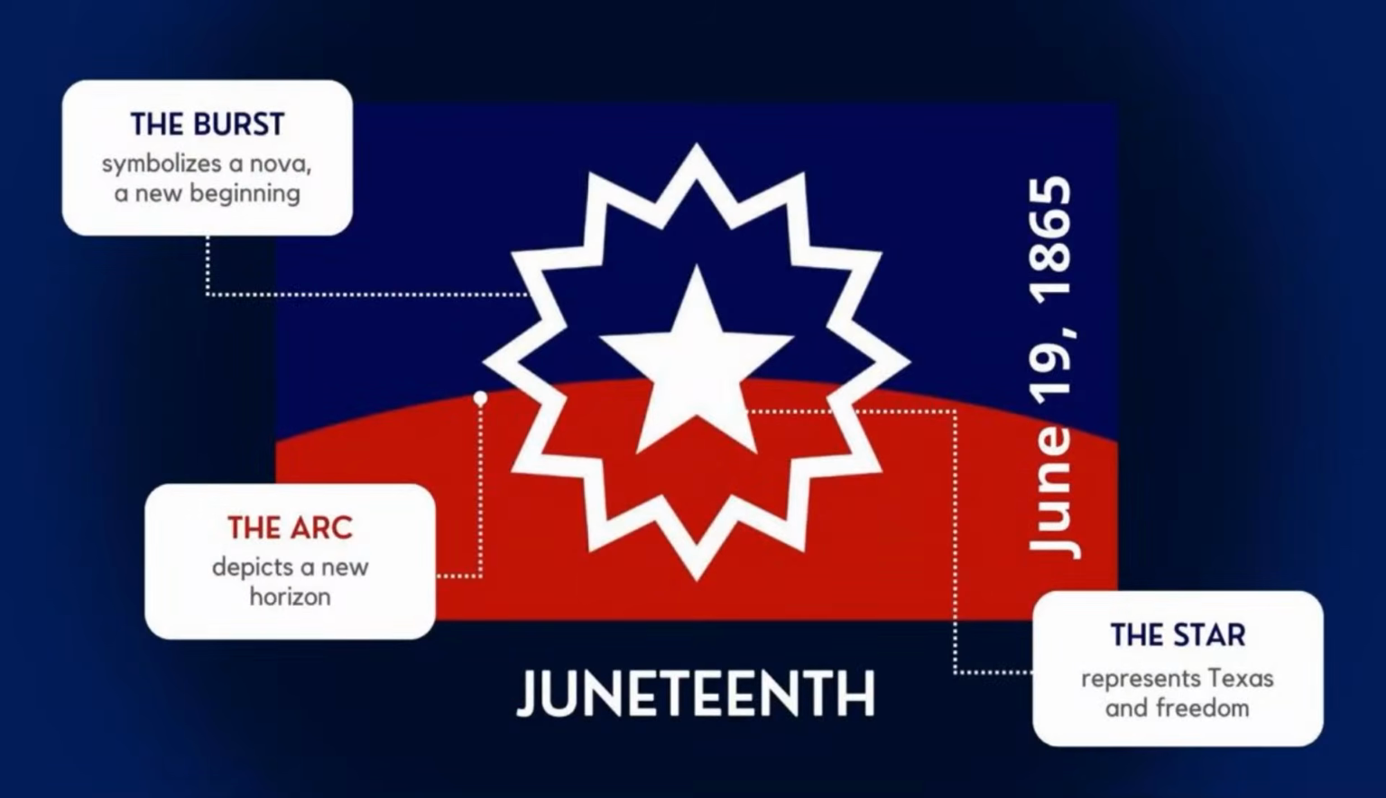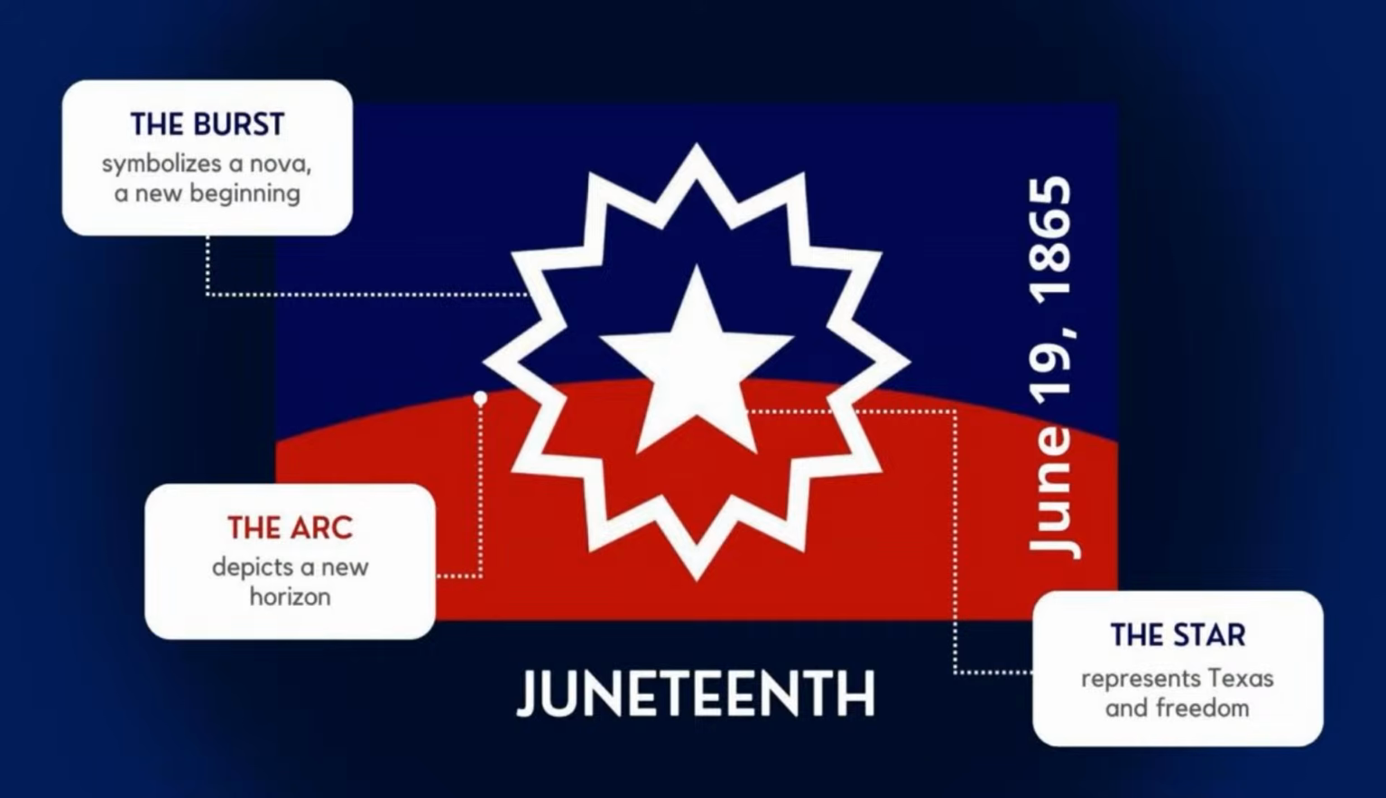Next, we have the Juneteenth flag. Now, this flag has been, again, plastered across government offices, schools, and even Walmart shelves. It's the Juneteenth flag that's blue on the top, red on the bottom, with a white star exploding in the middle. Now, don't get me wrong, it has meaning. Let's break it down. The star represents Texas, where Juneteenth originated, and also symbolizes freedom for all enslaved people. The burst, the outline around the star, you guys see that? It is meant to symbolize a nova or a new beginning, freedom breaking through.